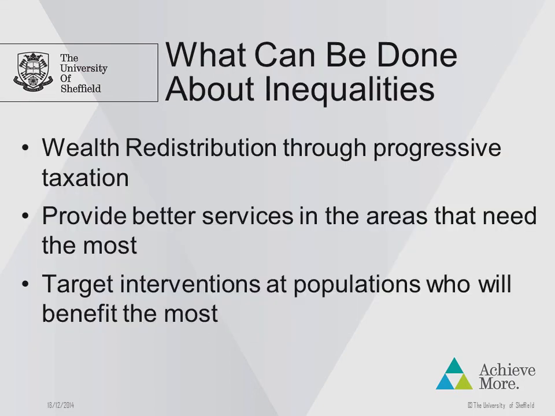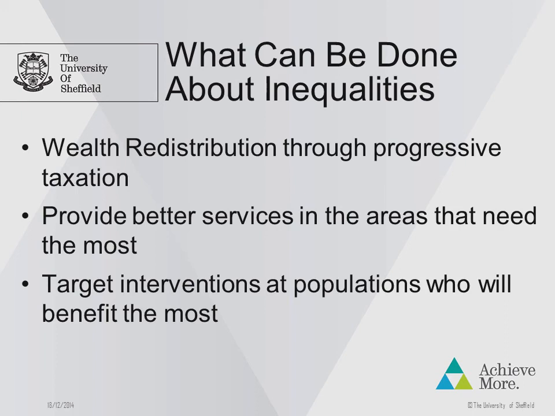Can we do anything about inequalities? The simple answer is yes, but it's very, very tricky. The most effective intervention seems to be wealth redistribution. And one of the best ways of doing this is through what's called progressive taxation. So effectively, in a country where richer people pay a much higher tax and poorer people pay a much lower tax, the inequalities seem to be narrower. And the money raised by taxation can then be used to provide people who have less with the things that they need.